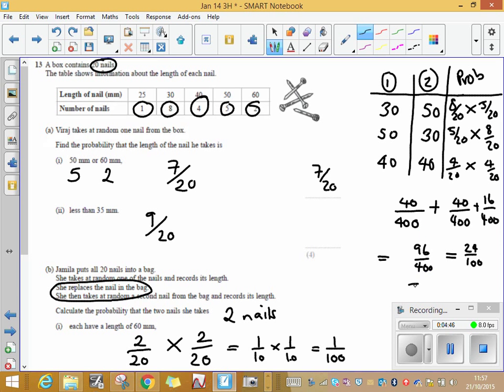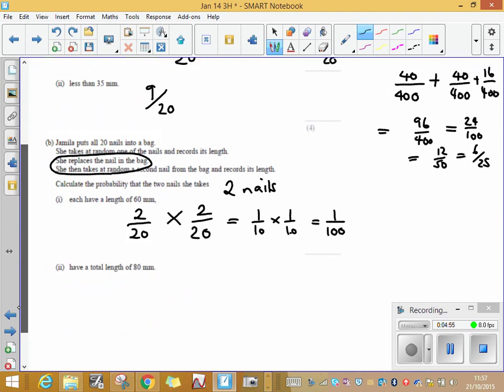You can simplify it then even more, so that's 12 out of 50, which is 6 out of 25. You don't get any marks for simplifying the fraction, actually, so 96/400 would be fine.